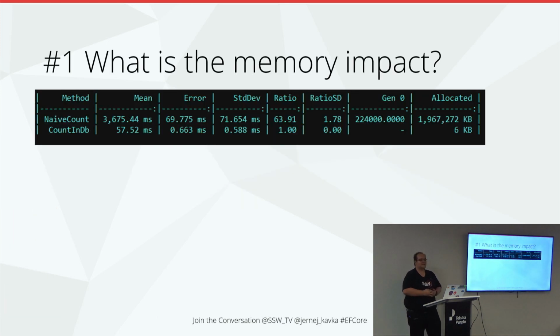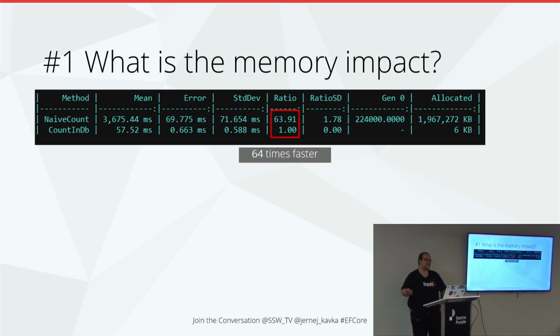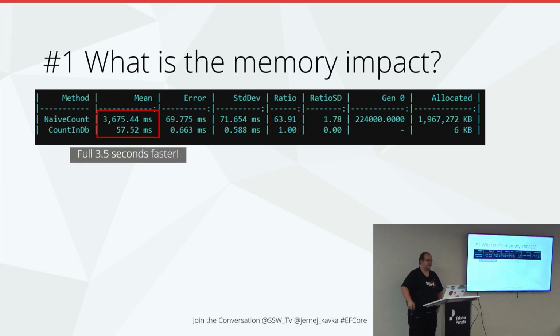But you'll ask, what's the impact of it? Well, let's just say that it's 1 million times more memory. That probably would be a good deterrent to not use that. And it's 64 times slower than just counting in the database. And it's a full 3.5 seconds slower. Now, this is just this particular example. I have seen some examples that basically maxed out the RAM and failed.